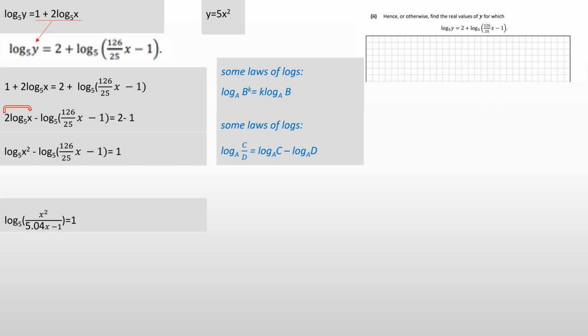So 126 over 25, just to simplify it for visual purposes, just put that in the calculator, you get 5.04. Instead of writing the 126 over 25, it would look awkward to have a fraction on the bottom again of a fraction. So you can just make that decimal if that helps. Equals 1. So now the goal is we have one log and one number on the other side.